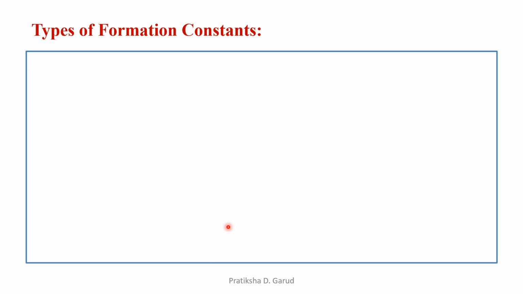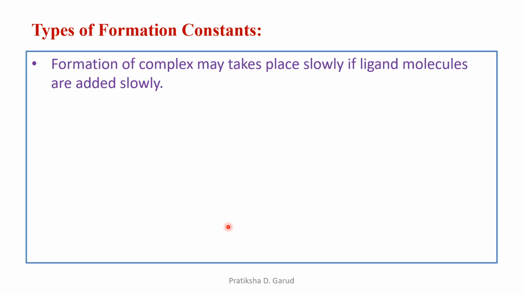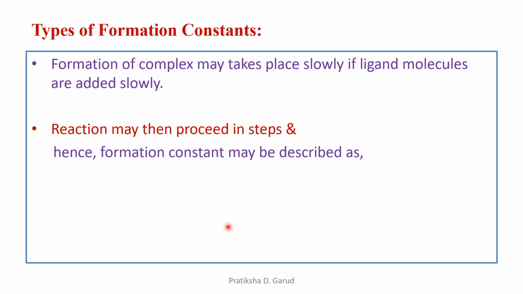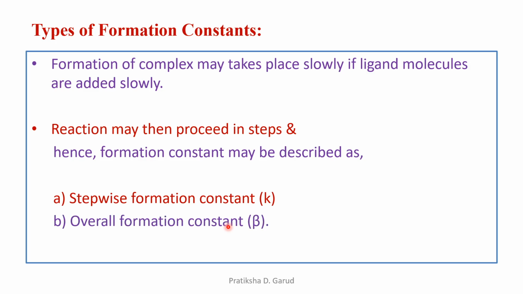Then for the types of formation constant: formation of the complex may take place slowly if ligand molecules are added slowly, right? So based upon this, the reaction may proceed in steps, and hence the formation constant may be described as a stepwise formation constant, which is called K, or secondly the overall formation constant. So there are two types of formation constant. The first one is the stepwise formation constant when the ligands are added slowly, and the second is the overall formation constant, that is beta. So let's study these two one by one.